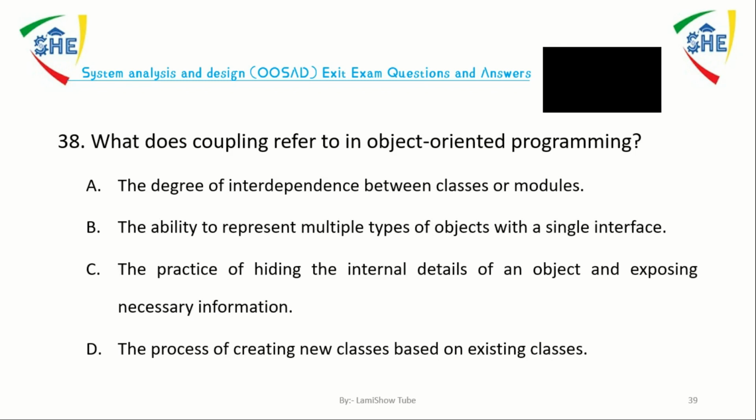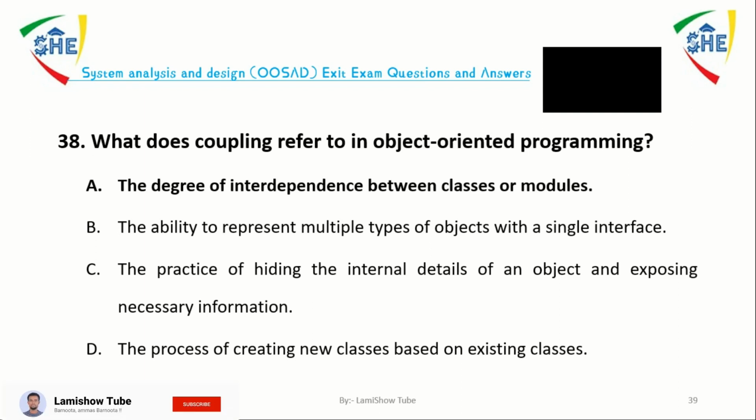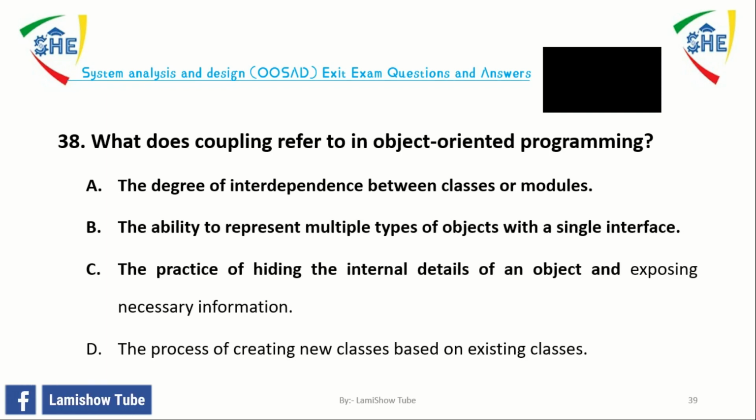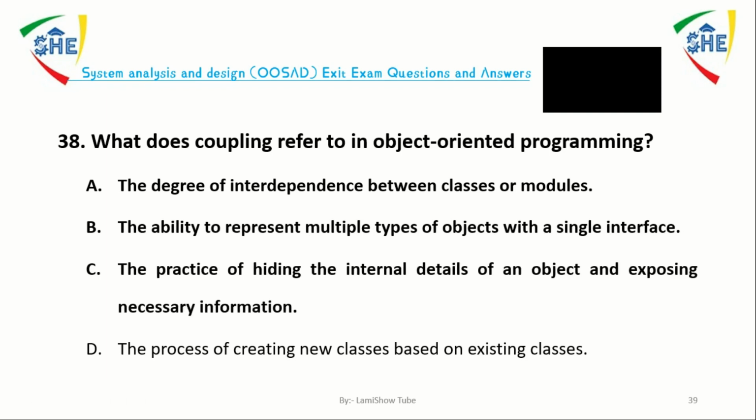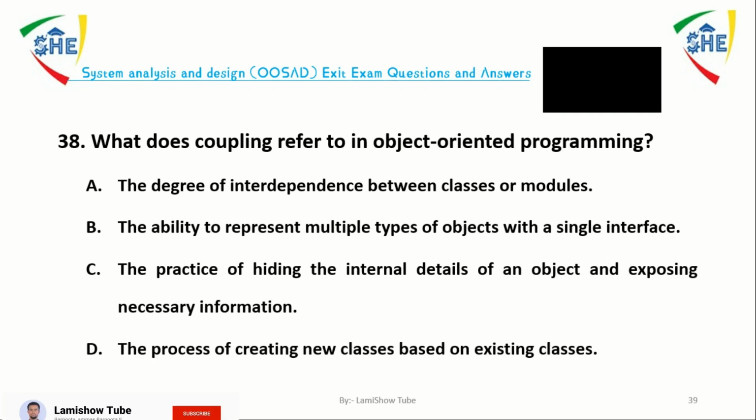Question number 38. What does coupling refer to in object-oriented programming? A. The degree of interdependence between classes or modules. B. The ability to represent multiple types of objects within a single interface. C. The practice of hiding the internal details of an object and exposing the necessary information. D. The process of creating a new class based on the existing classes.